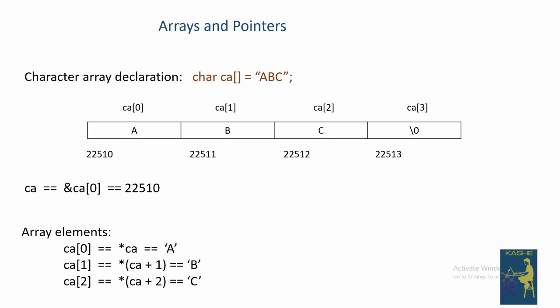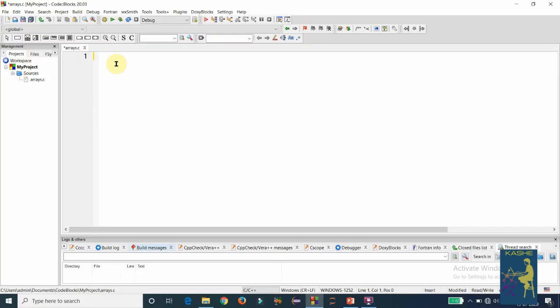Now switching to the C compiler, I am including the header file here, and then I am defining the main function. I am using int as the return type for the main function. Then I am returning 0 upon successful completion of main function execution. Then I am declaring a character array.